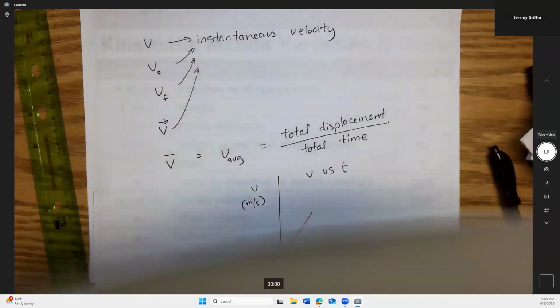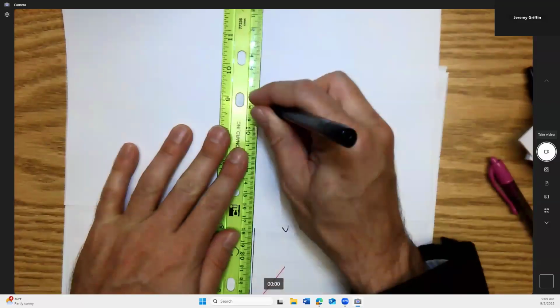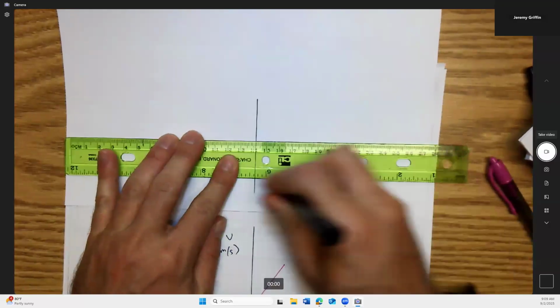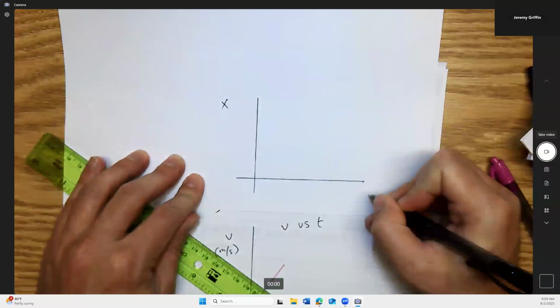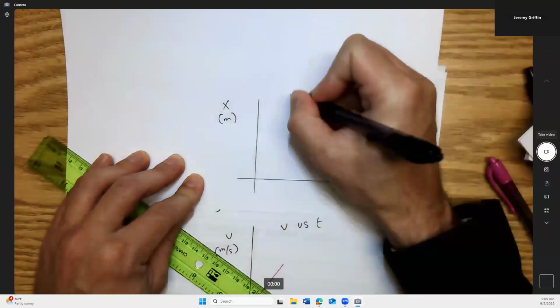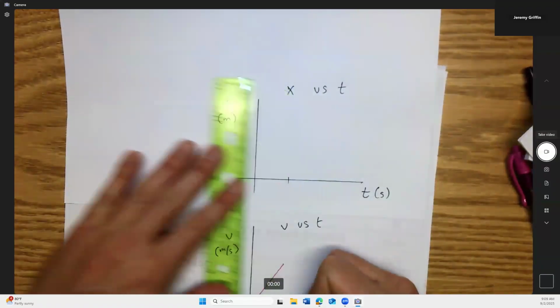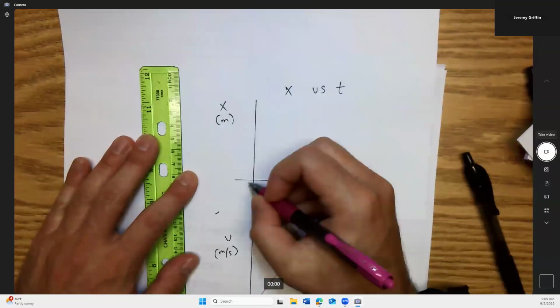Actually, I want to make a different graph. Let's make another one right above it. Let's do X versus T. Let's do both of these. Now let's put this together for the same story. Let's have the car start at 0, 0.